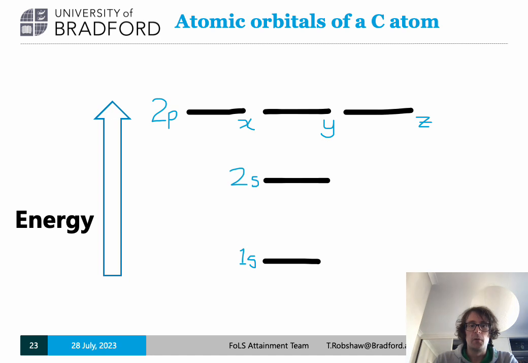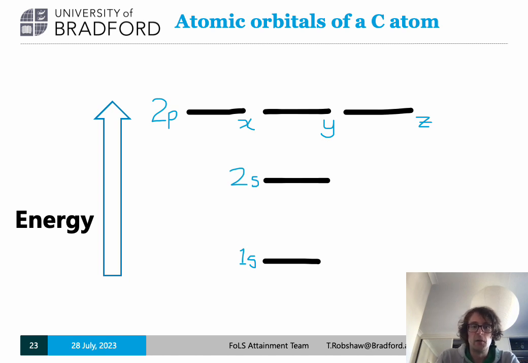Let's go through this exercise focusing on a single carbon atom. We have 6 electrons to deal with. Remember that you find the number of electrons in an element from its atomic number in the periodic table. The atomic number is always the same as the number of electrons.